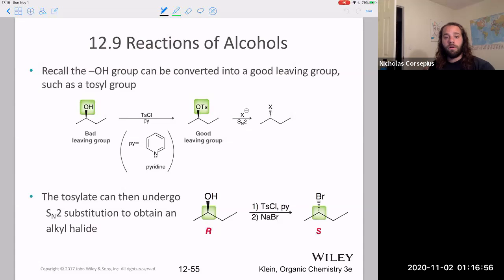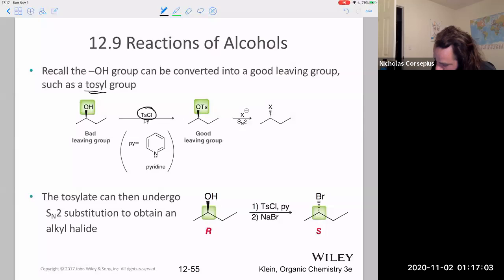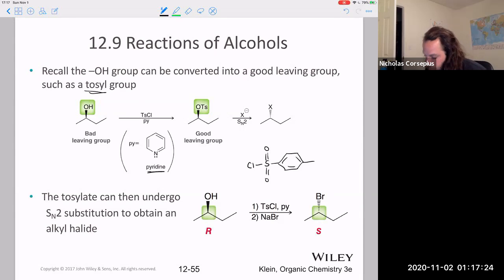Another way to convert the alcohol into a good leaving group is to use what's called a Tosyl group. This is abbreviated as TsCl, so Tosyl chloride. This is the big ugly thing here. Bottom line is, in the presence of pyridine, which is just a solvent that we use here, you can attach this Tosyl group to the oxygen, creating this really good leaving group. And this can undergo substitution with a halide ion, or really just any nucleophile would work here.